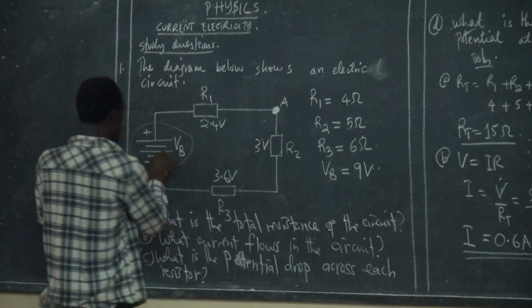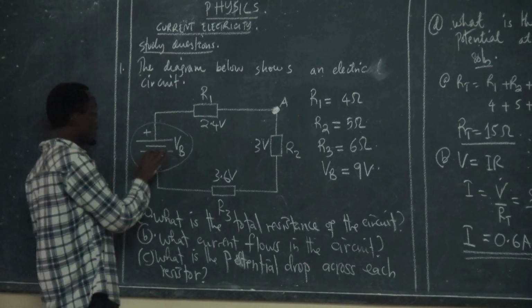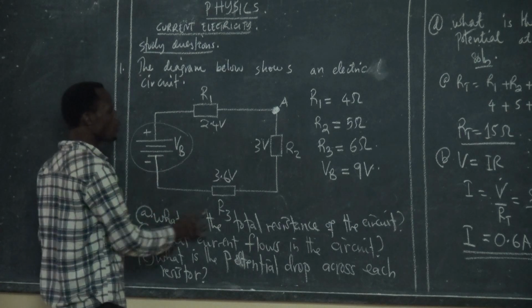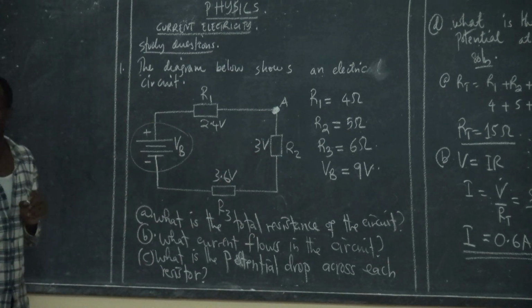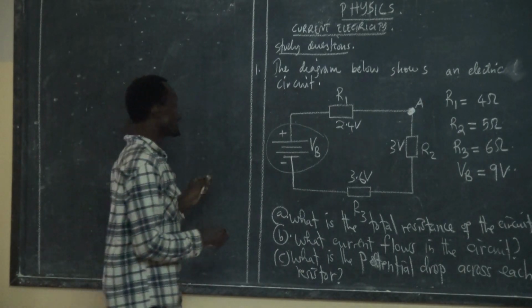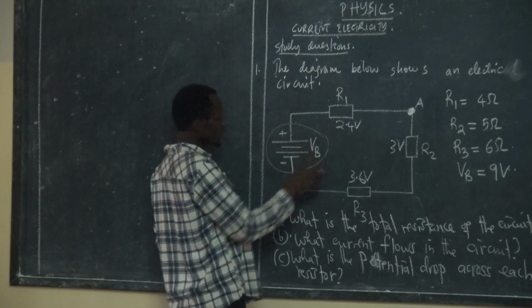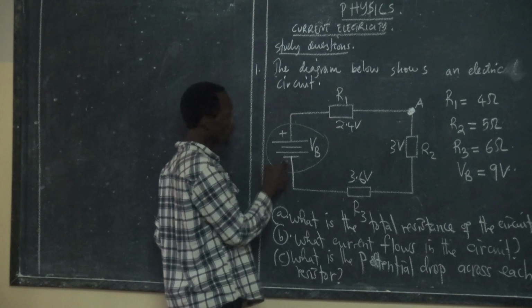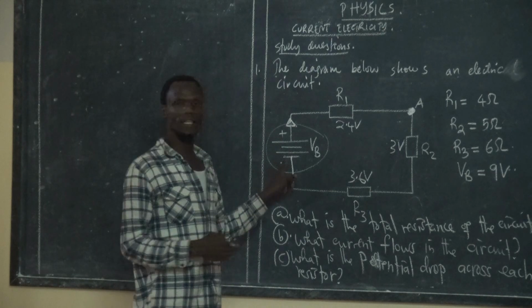Mwelekeo wa umeme unapita wapi? If now you make a common mistake, and you say the direction of the current is just moving from this way going this way, you are definitely wrong and you cannot get the correct answer. Now the direction of the conventional current, we say the current leaves from the positive terminal and enters the negative terminal. Manake inaanzia huku. Huyu ana lose, huyu ana gain.